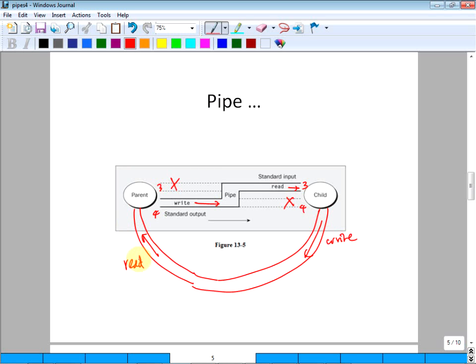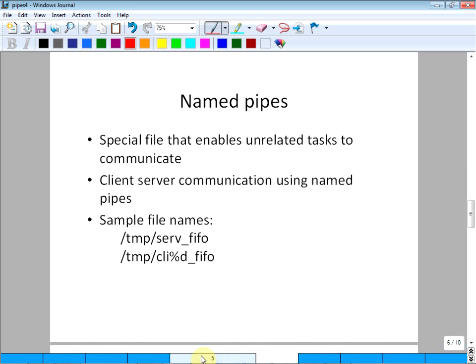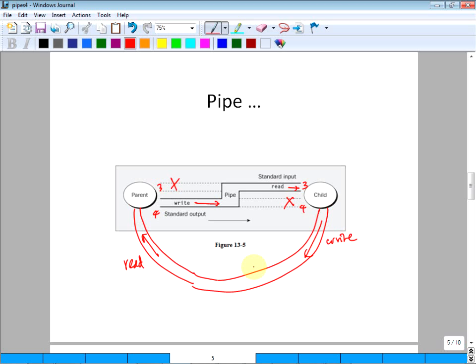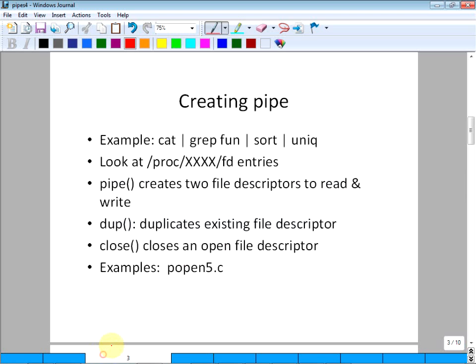Okay, that's good. But all this is possible only if they were created from the same parent. Not only that, what happens if this child becomes a new process? Remember, this is right after fork. Let's say the child invokes the WC command. Remember, that's what we showed here. WC has no idea about this pipe.